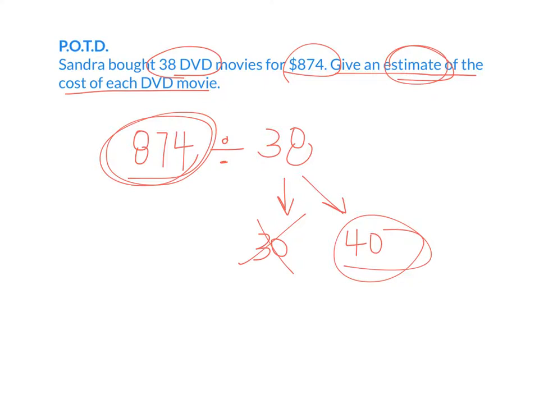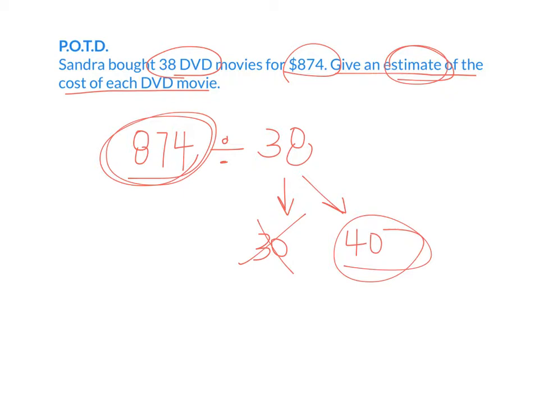874 rounds up to 900. Is 900 compatible to 40? No, because 9 and 4 are not compatible. If I round it down to 800, is that compatible with 40? But is that close to 874? No. Is there something closer that's easily divisible by 40?